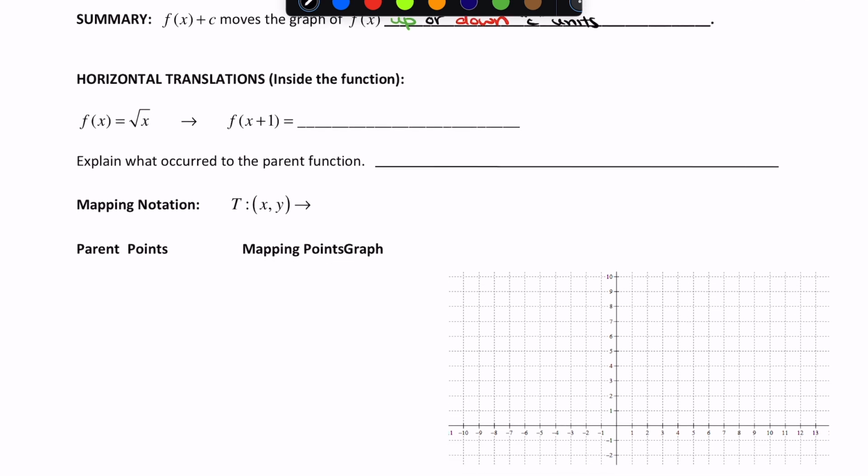Okay, so now let's take a look at some horizontal translations. And so here, we see that f of x is equal to square root x. And here, again, it's inside the function, so now it's f of x plus 1, and so now it's inside the square root. So we need to make sure there's a difference, and we indicate that when we write it. So here we have square root of x plus 1, that's all under the square root, so inside the root.